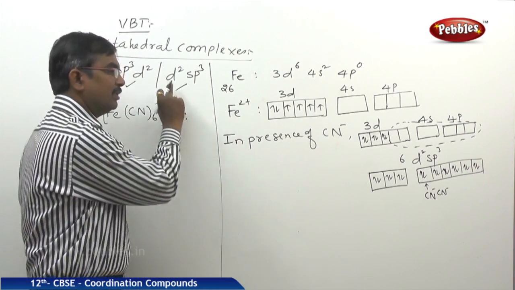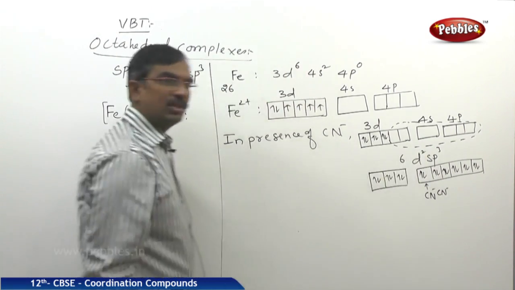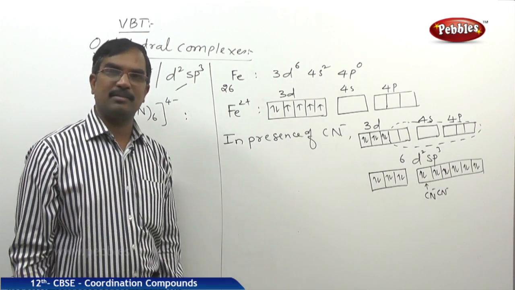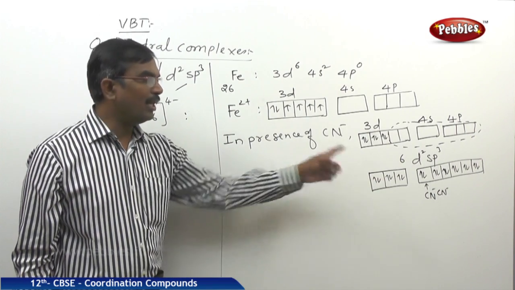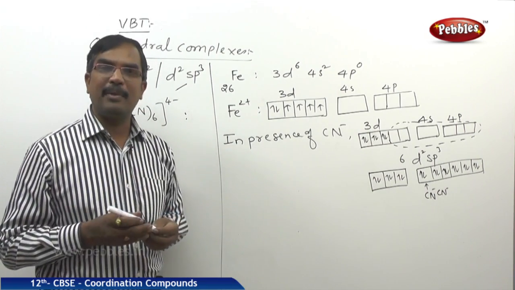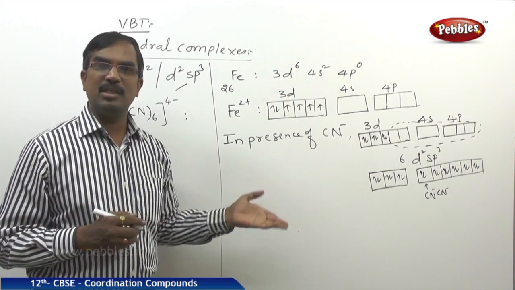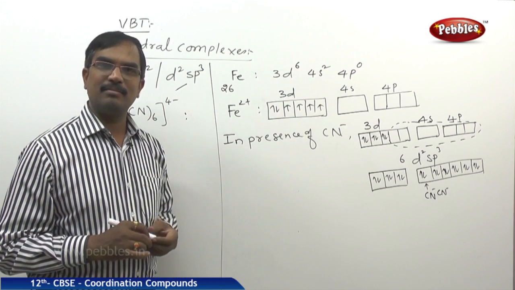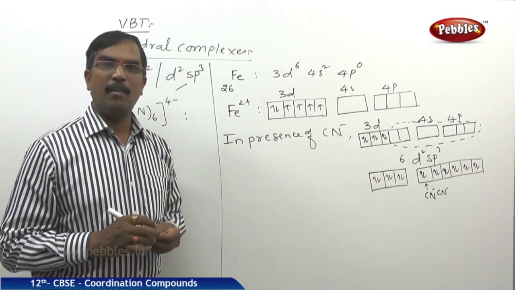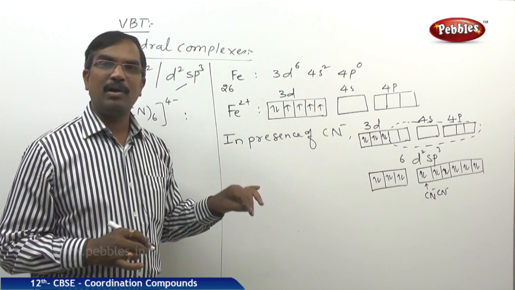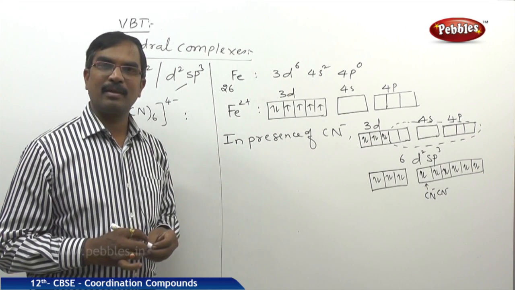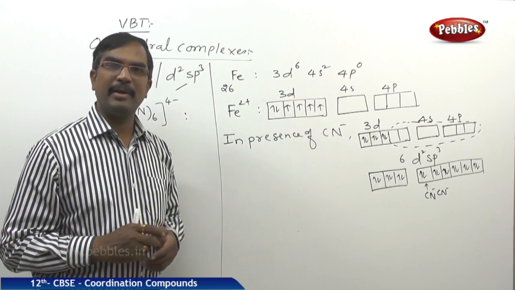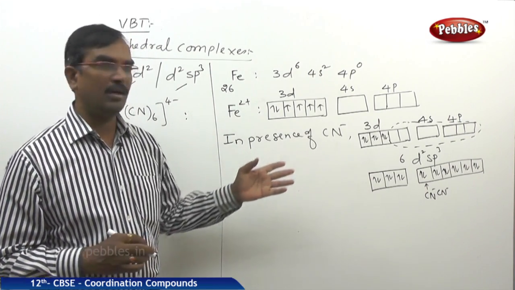And also here this is d2sp3 hybridization. So that's why we can call it an inner orbital complex. And as all electrons are paired in presence of the CN minus, we can also call them low spin complexes. Low spin complexes or inner orbital complexes, spin paired complexes.